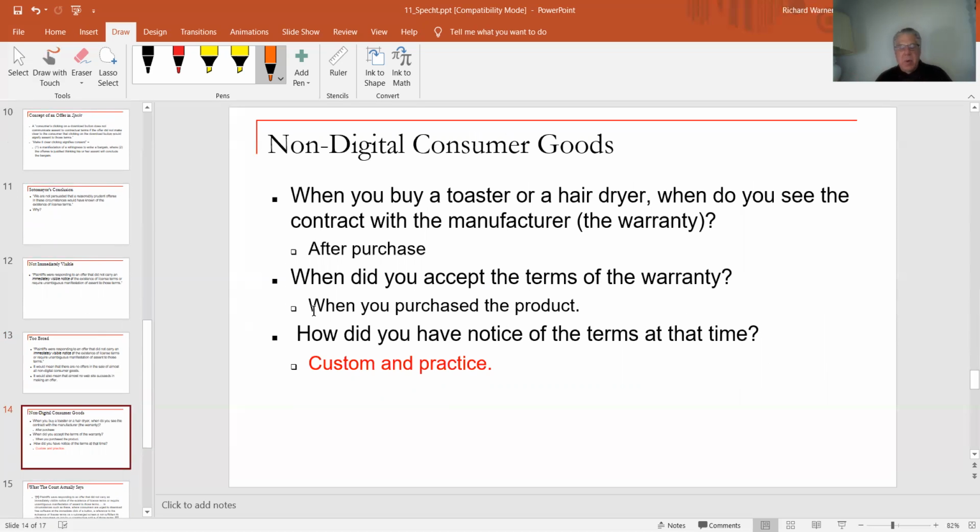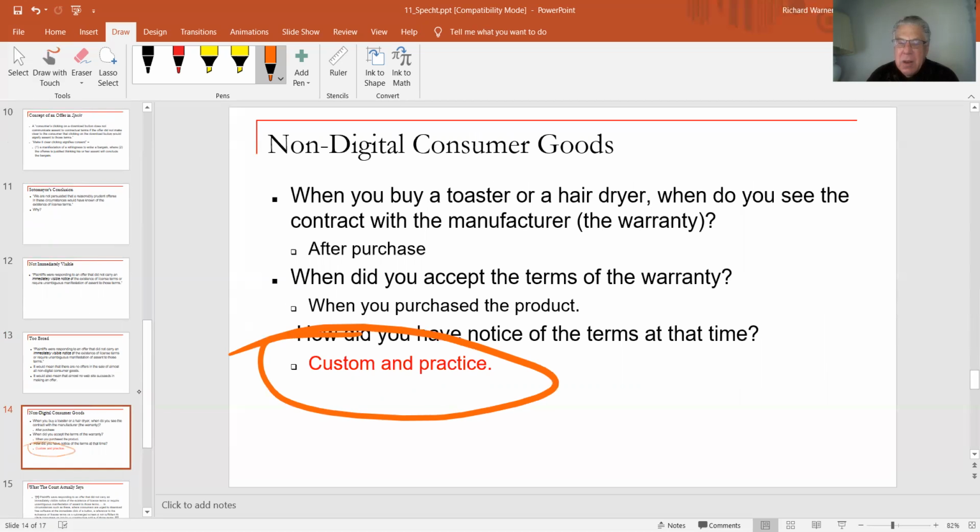Right, so there's the point. And more elaborately, I got a little ahead of myself about non-digital consumer goods after purchase. You see it after purchase. And the point we didn't say yet was, why do we do it this way? Right, as we emphasized a little earlier, custom and practice. That was the point when we talked about the restatement.